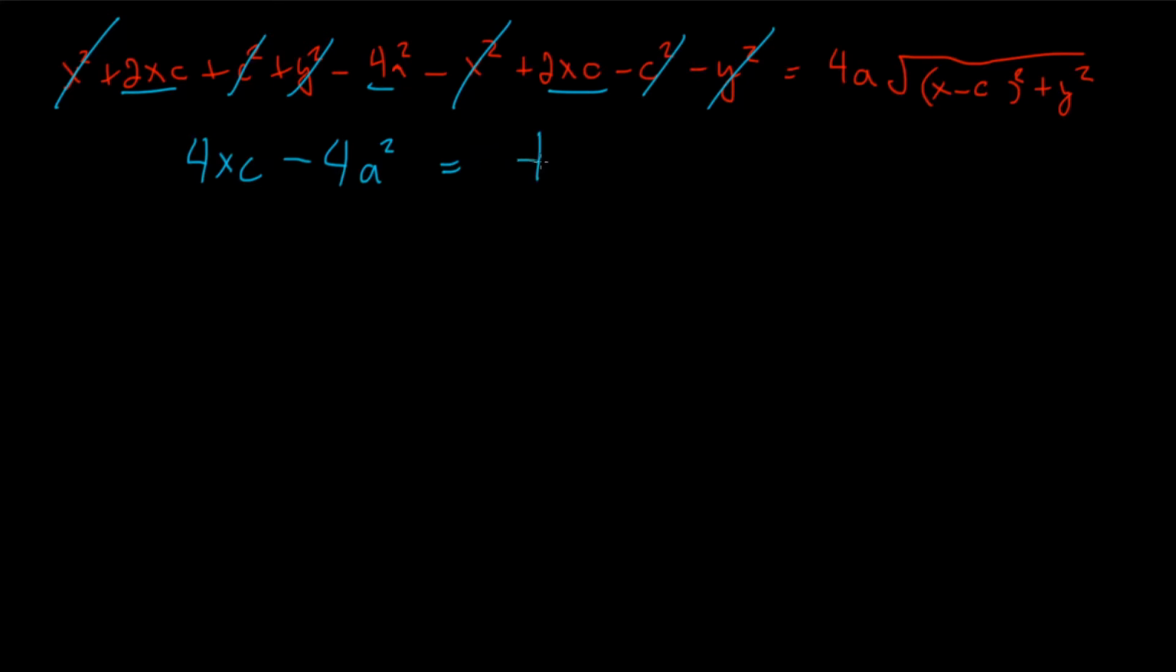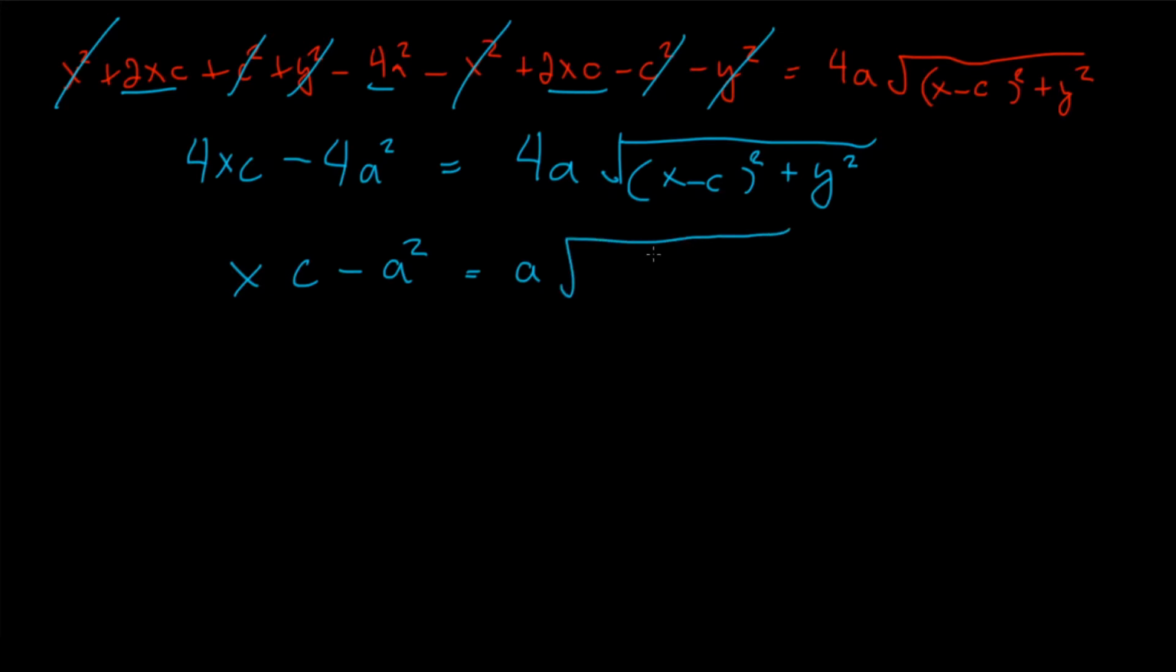On the right-hand side, we have a 4a square root x minus c squared plus y squared. So things are getting kind of nice. Let's get rid of these 4's. Divide both sides of this equation by 4. So we'll have xc minus a squared is equal to a times the square root of x minus c squared plus y squared. Cool. All right, we're on our way to getting a nice, beautiful formula.